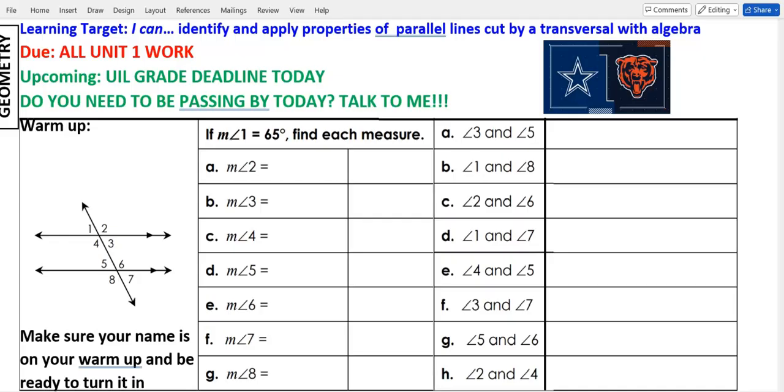Last 4 days, Monday through Thursday, we were talking about parallel lines cut by a transversal. So let's talk about it. If you did not learn this the last 4 days, now is a perfect time to learn this. Okay? All right, first things first.